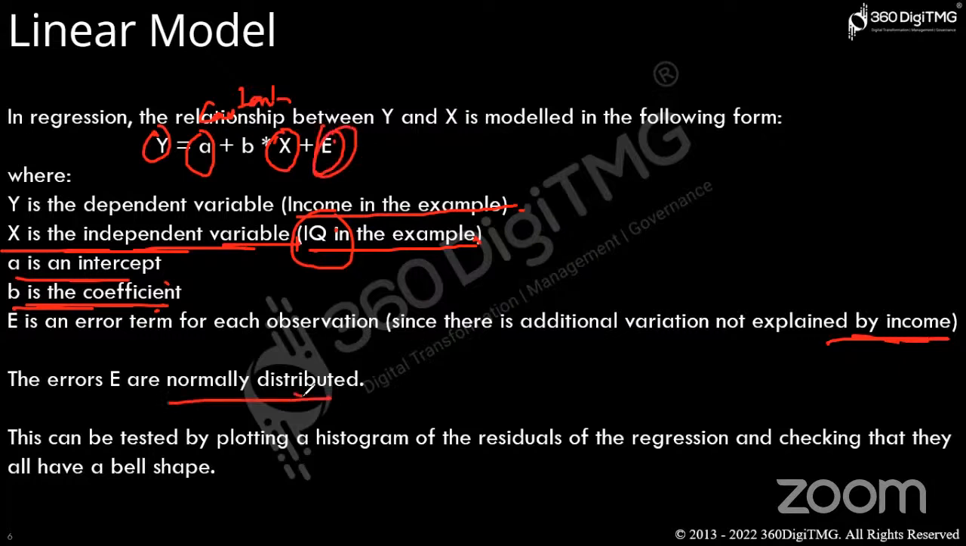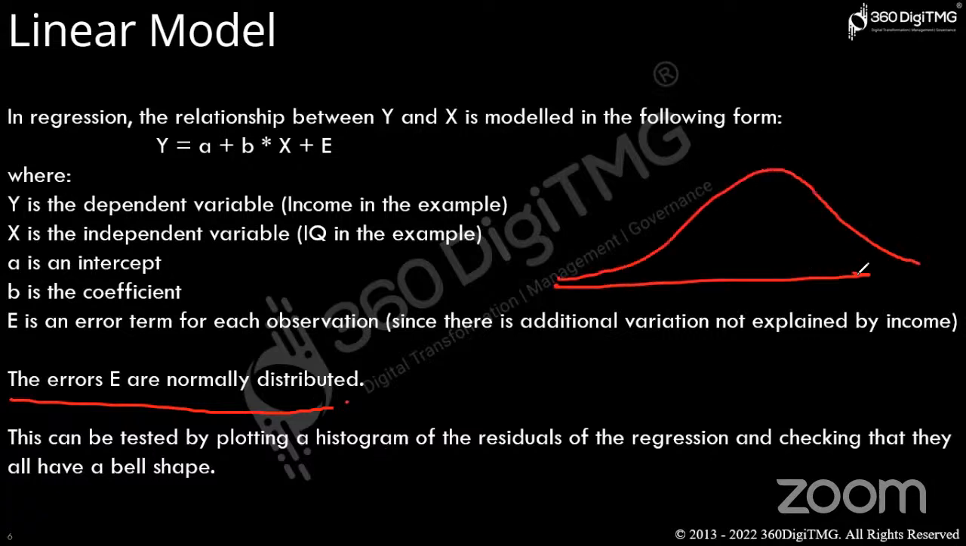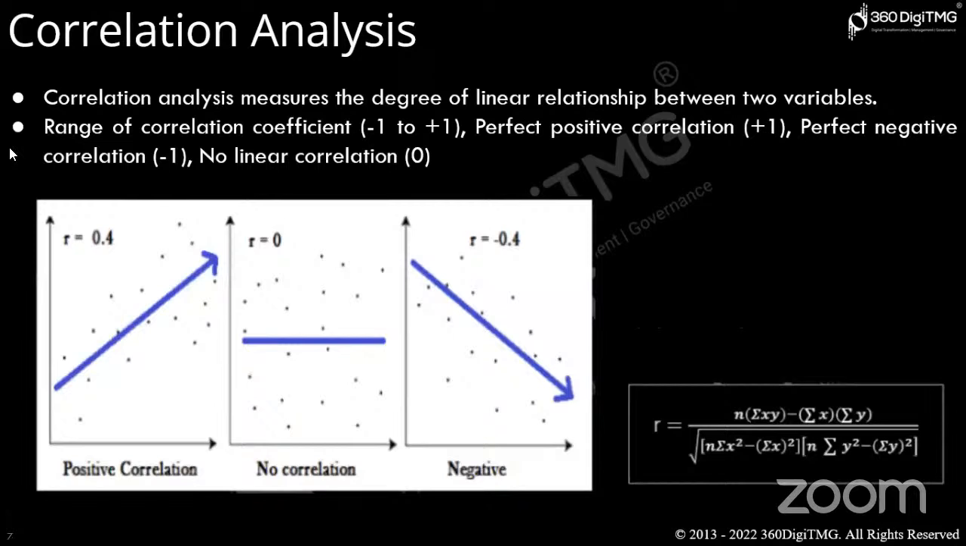When it comes to error properties, the error should be normally distributed. What is the normal distribution? It is a bell-shaped curve. It should be in the form of a bell-shaped curve. You can simply do a histogram, and in that case you can easily figure out whether it is normal or not. So this is a linear model, and in this we'll be applying the linear regression.